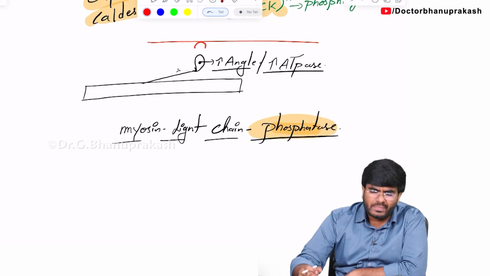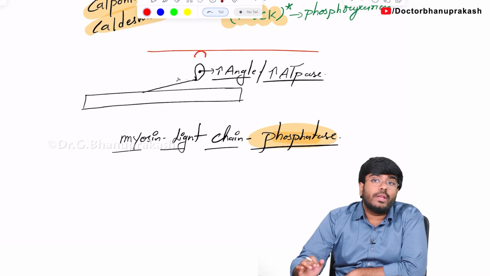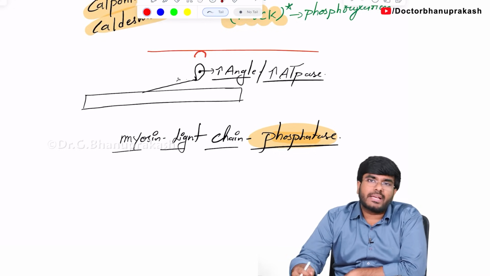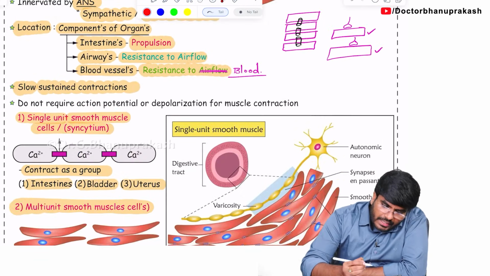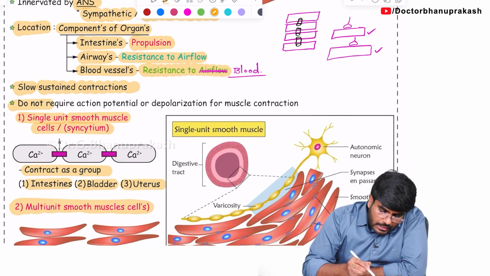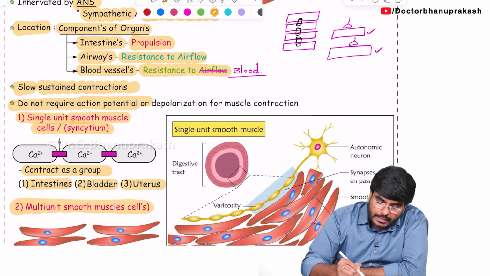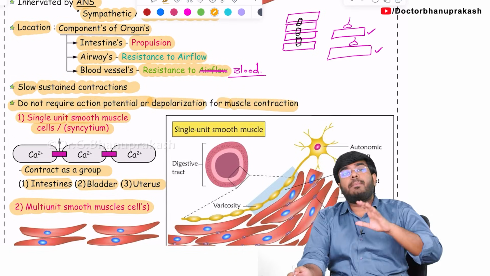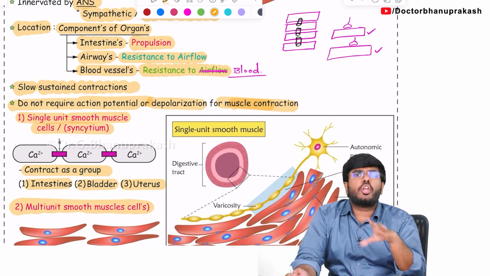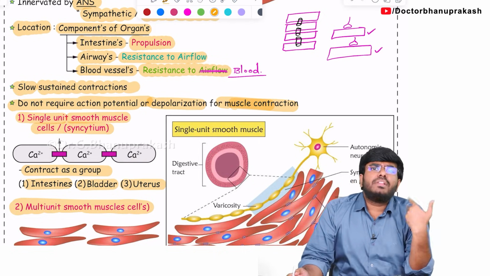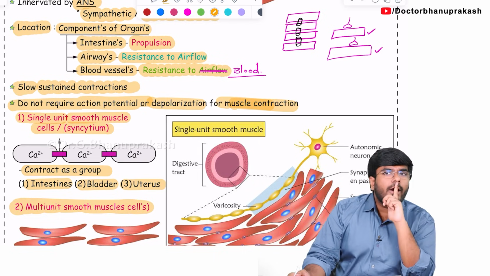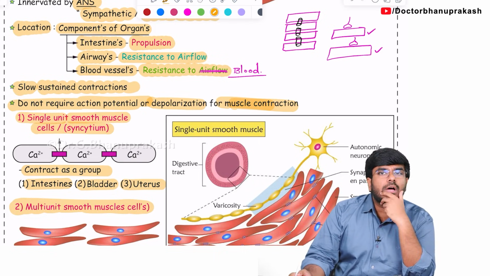Now, apart from this, what else should you know regarding smooth muscle contraction? A very important point: the contraction of smooth muscle does not require an action potential or depolarization. Smooth muscle contraction does not always require depolarization. Even without depolarization, the smooth muscle can contract. Now you will have a doubt: how, sir? How is it possible?